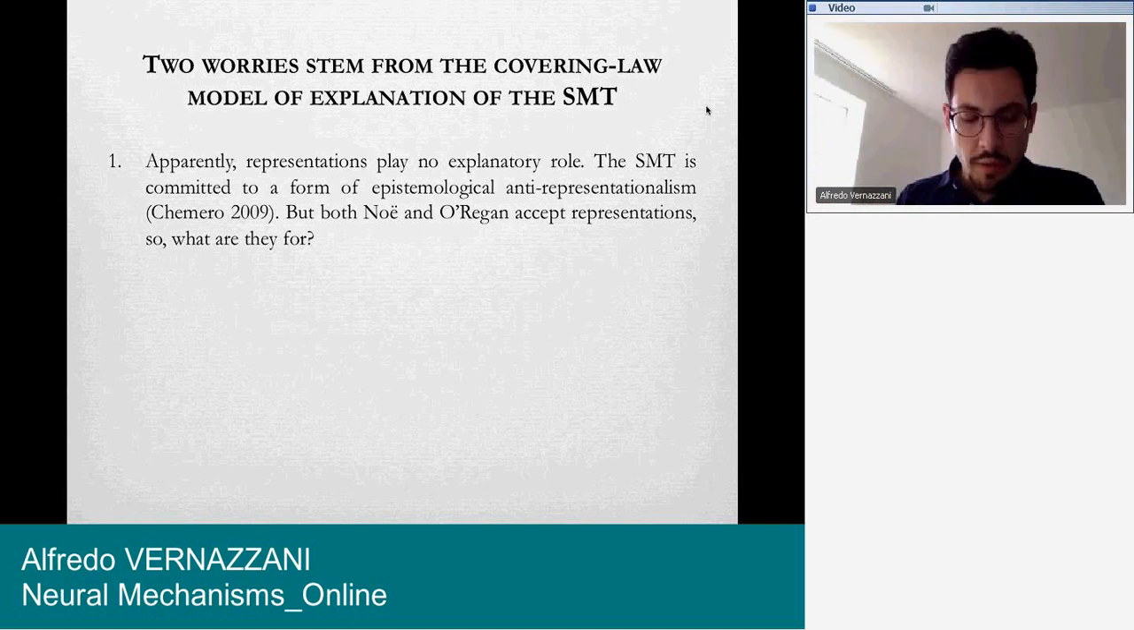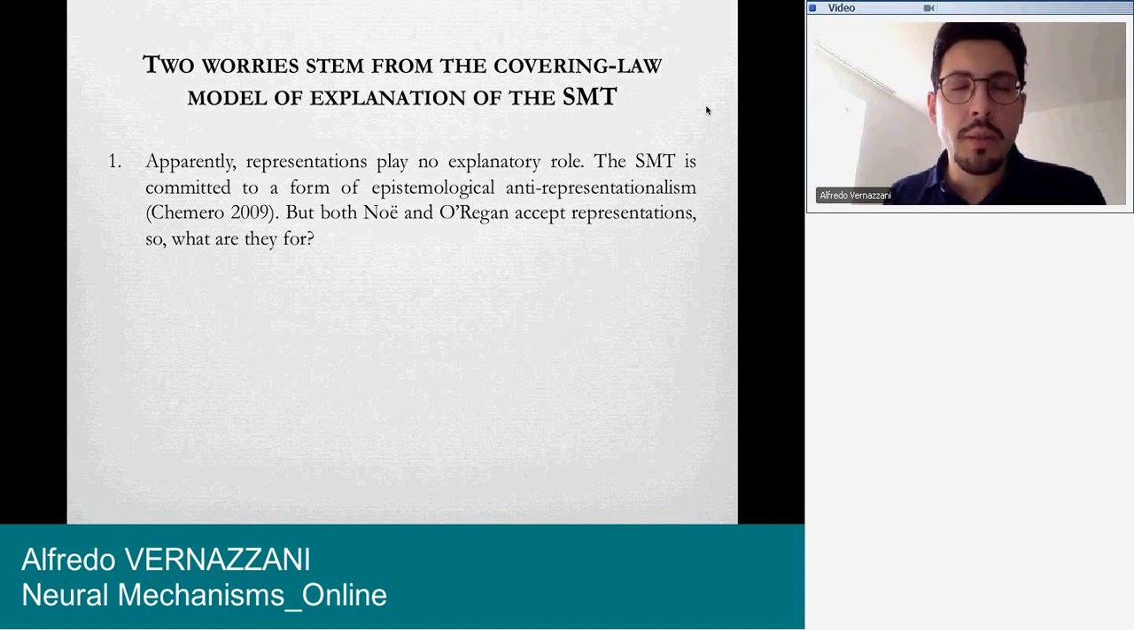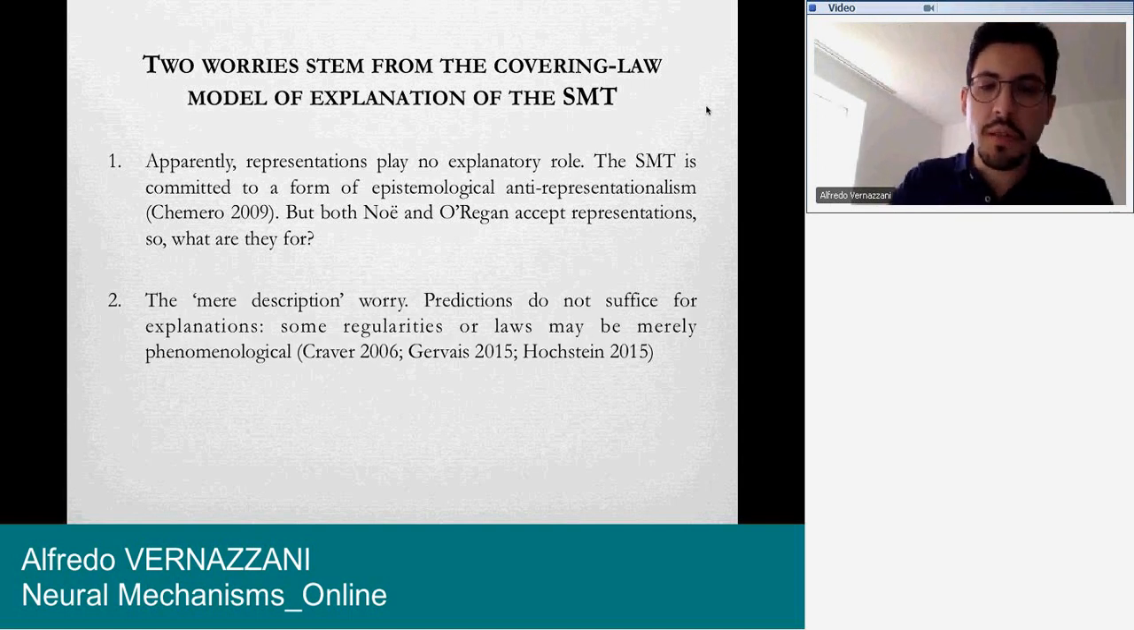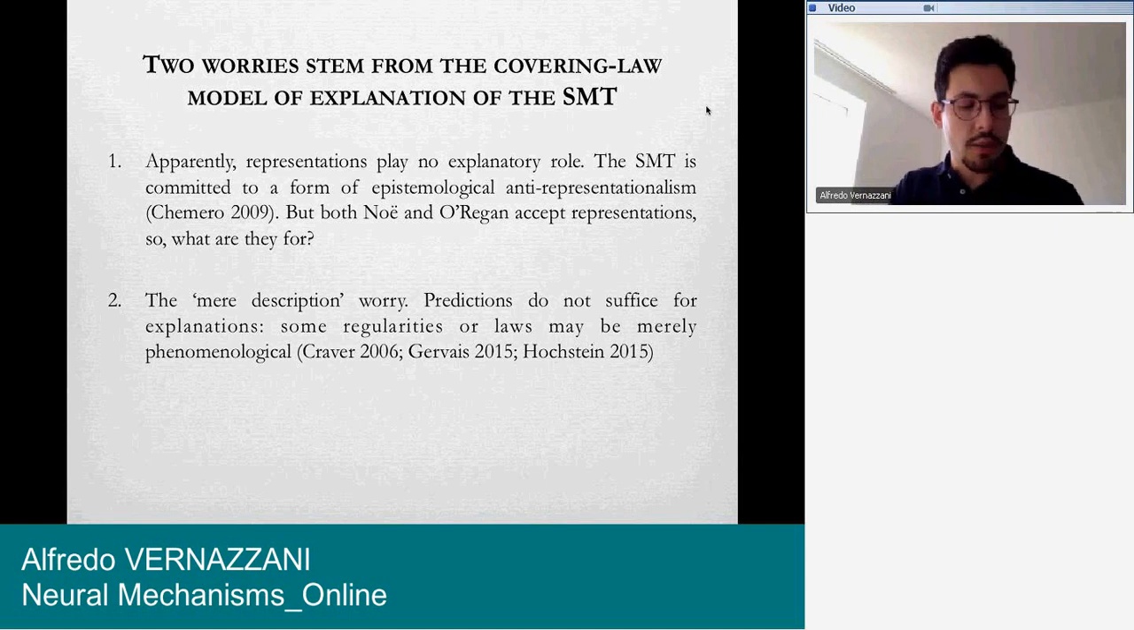So the point now is that if representations do not play a role in explaining visual perception, and apparently, according to Noë and O'Regan, they do not, we should reconsider their role in vision. The question is, what are they for? If the brain bothers creating representations of the external environment, what is their role in the organism? We tend to think that this issue, though important, is less serious than the second issue, which is familiar to everybody working on the literature on explanation: the mere description worry.